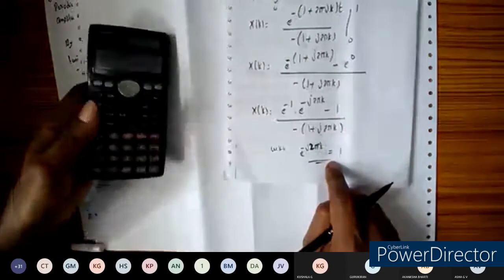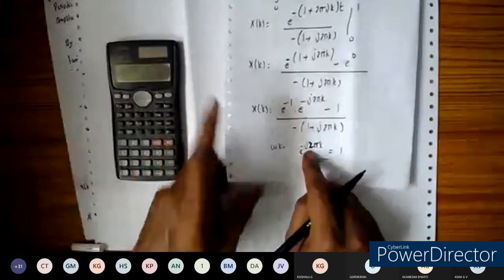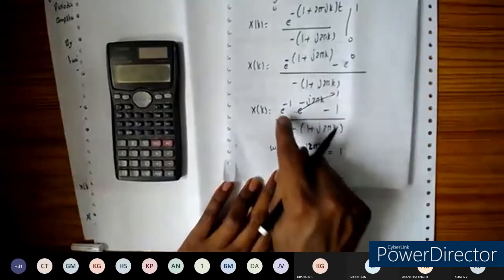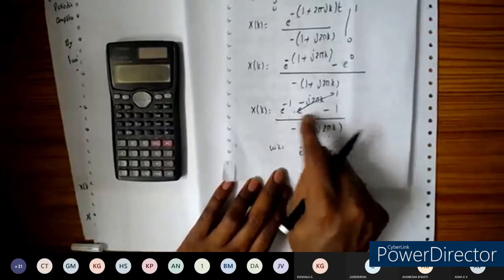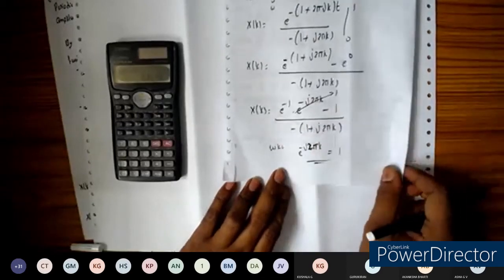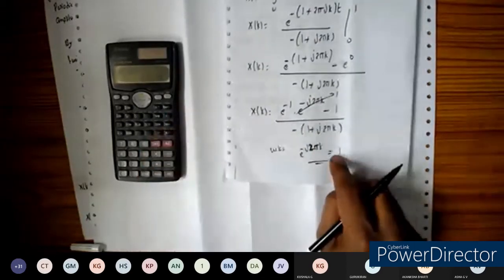So we can substitute here, or else we can do it later. Got it now? So e to the power of minus j 2 pi k is equal to 1. So we have minus 1 and minus 1, you can take minus common here. So it will become 1 minus e to the power of minus 1 divided by 1 plus j 2 pi k. Any doubt still?